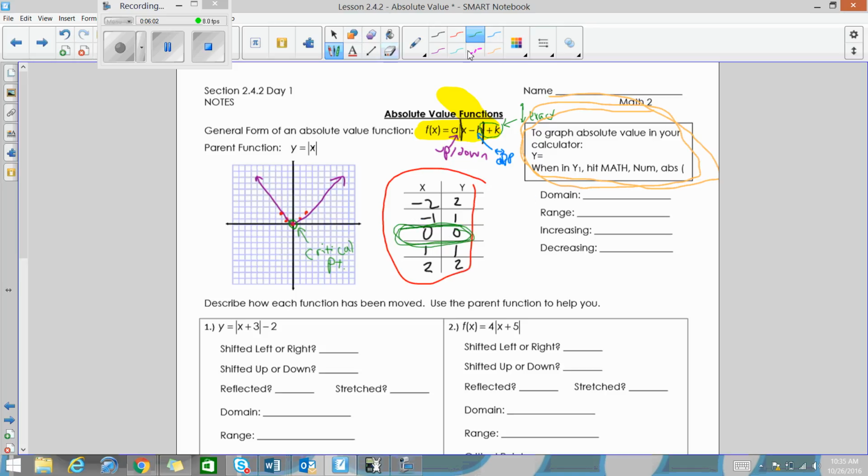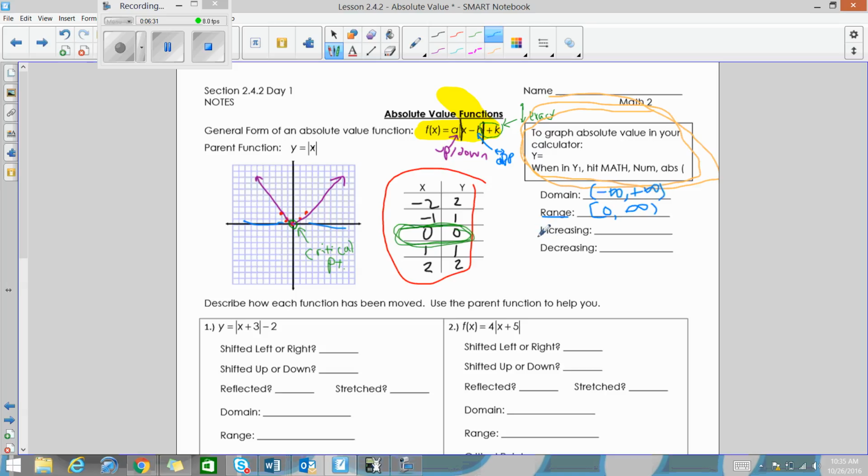Now, domain. The domain, or the x values here, if you look, it goes all the way to the left, and it goes all the way to the right. So the domain is negative infinity to positive infinity. The range, now this is going to be the different guy. Now look, the critical point, the lowest point is at 0. The highest point goes to positive infinity. So boom. So it's 0 to positive infinity.